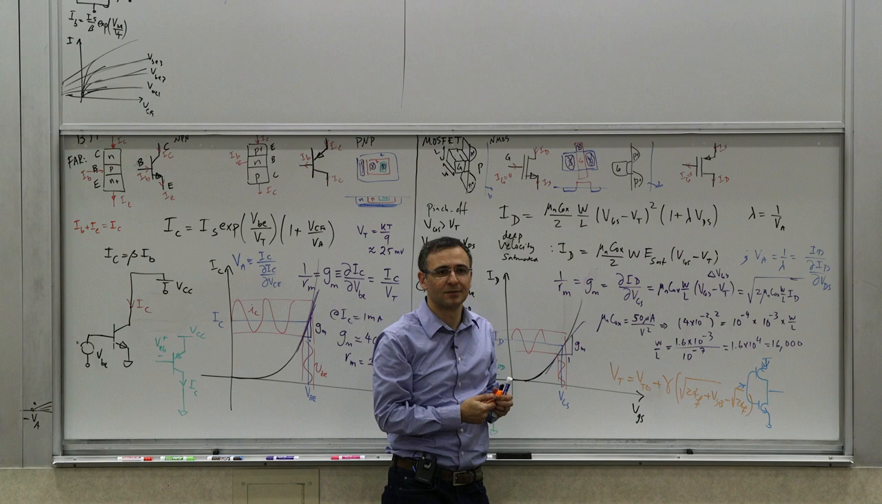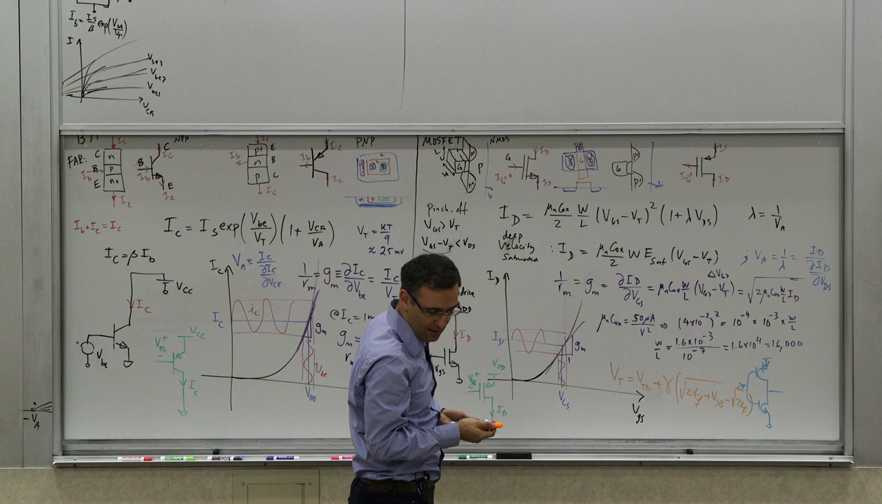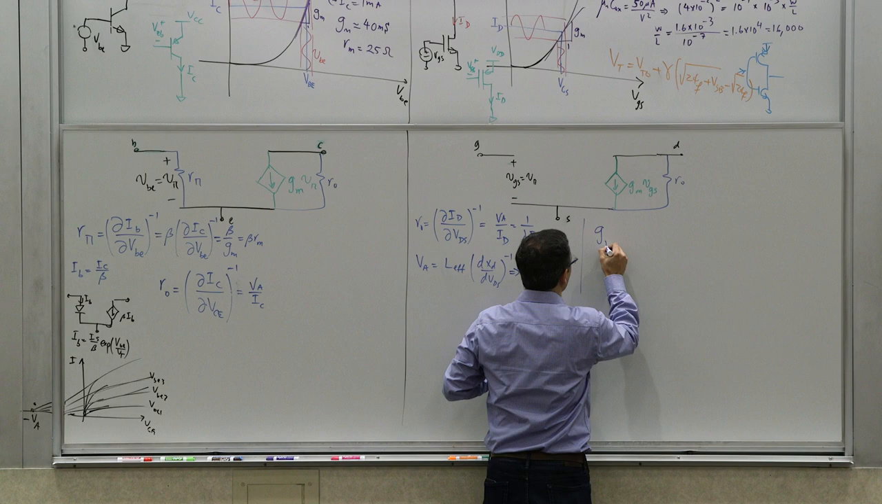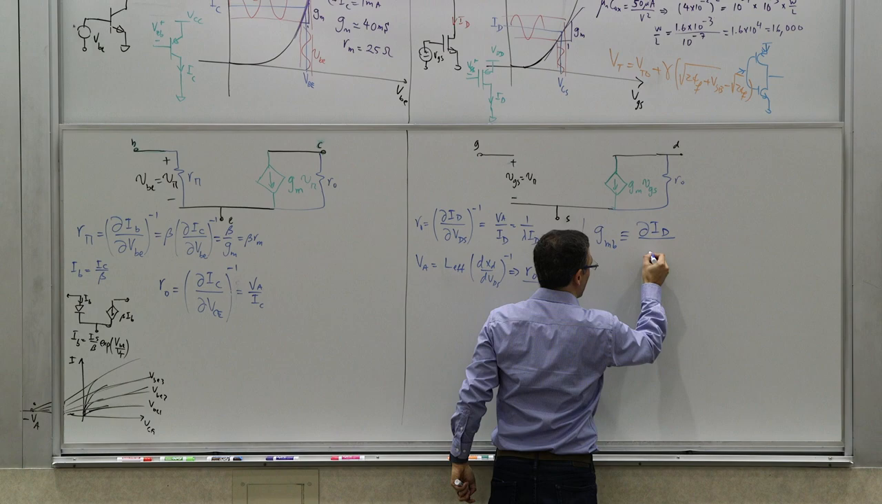So we can define a transconductance associated with that. What would that transconductance be? How would we define it? Well, the definition, let's call it GMB for bulk or body effect, is dID, the drain current changes, with respect to VBS, bulk-source. Okay?